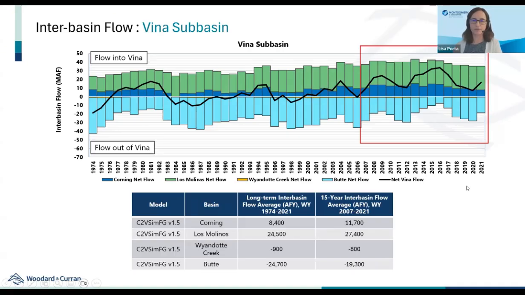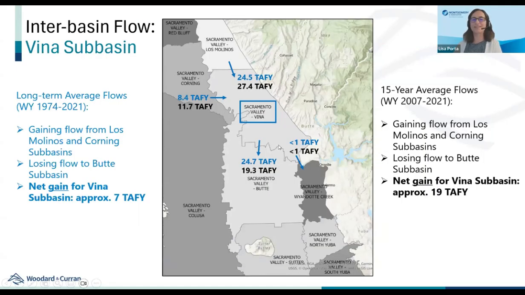However, with most models, for the most recent timeframe we're more confident in the calibration and in the data inputs, because we have more details on recent data collection. We have better data recently. So we focused our attention also on the last 15 years, which is this red box here. The last 15 years show that Vina has largely received flow, actually the whole time, from the neighboring subbasins, mostly from Los Molinos, and then it's losing flow to the Butte subbasin.